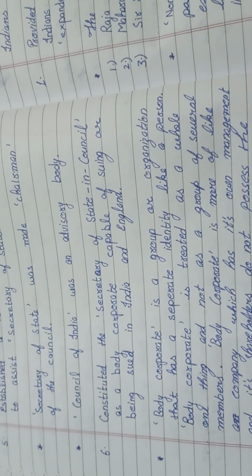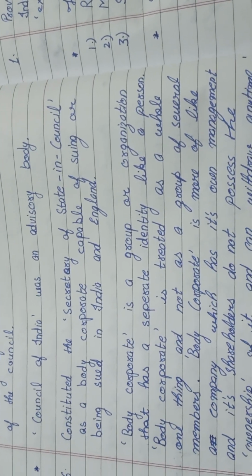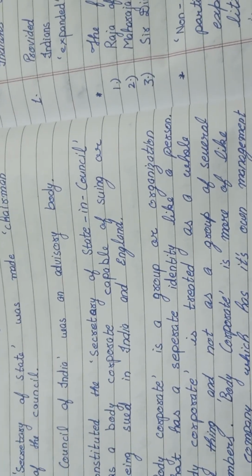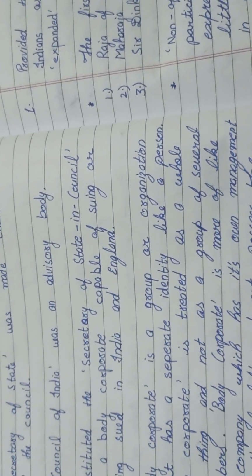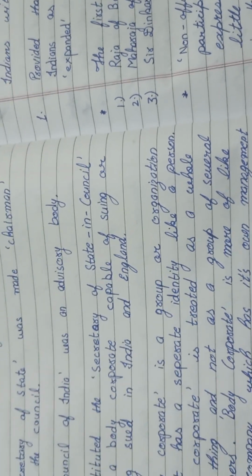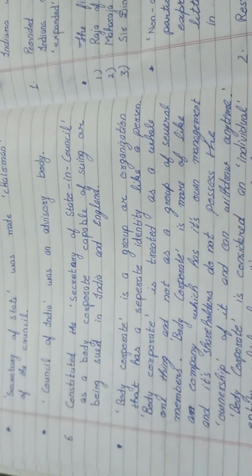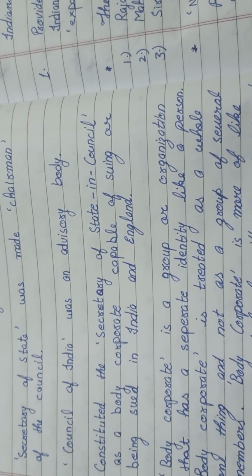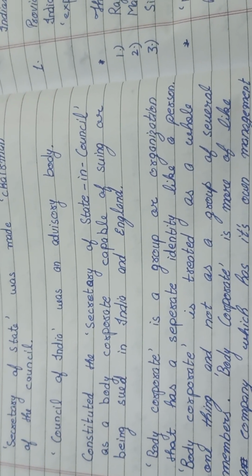So moving on now, the sixth point is that it constituted the Secretary of State in Council. Now Secretary of State, if you've seen my previous video, it means that when the Secretary of State for India, that is SOS for India, is working in the presence or is officially working with his council, then he is referred to as Secretary of State in Council. And when this body, that is Secretary of State for India plus his council, was constituted as a body, it was made into a body corporate.